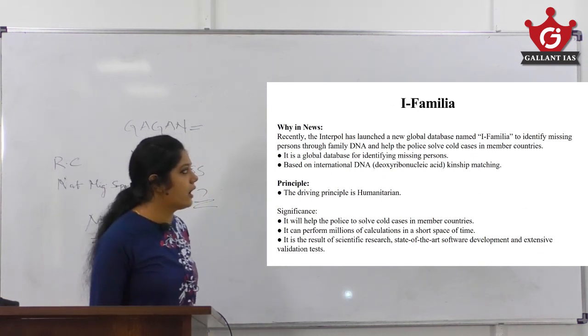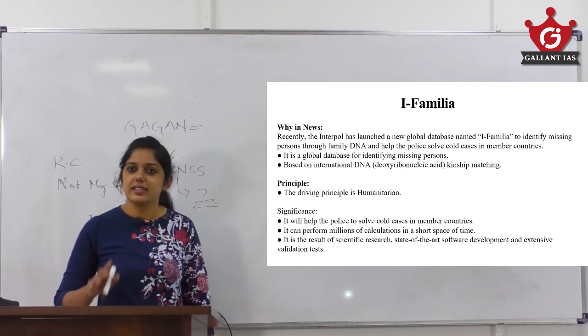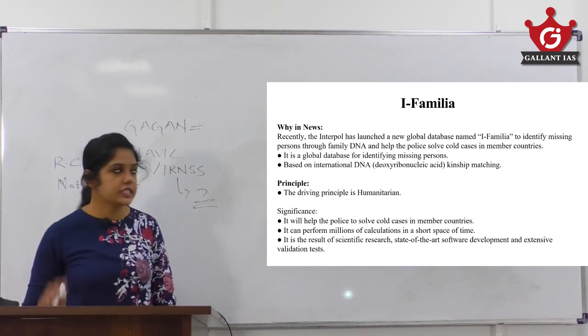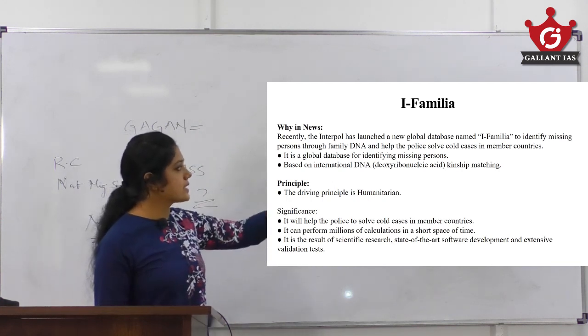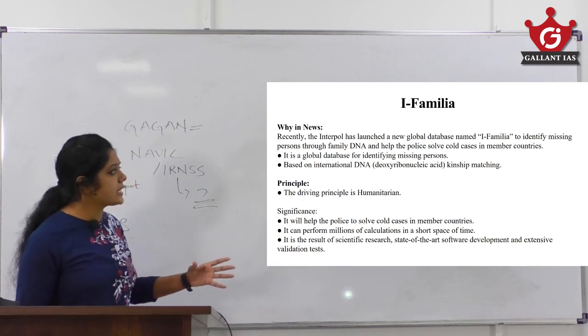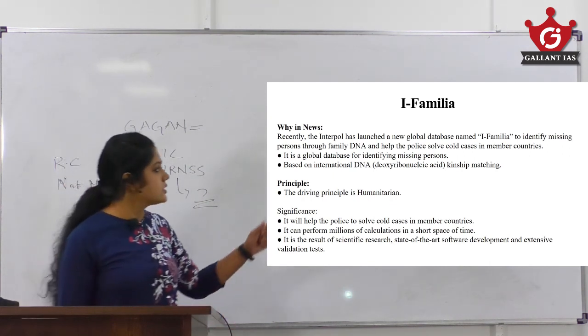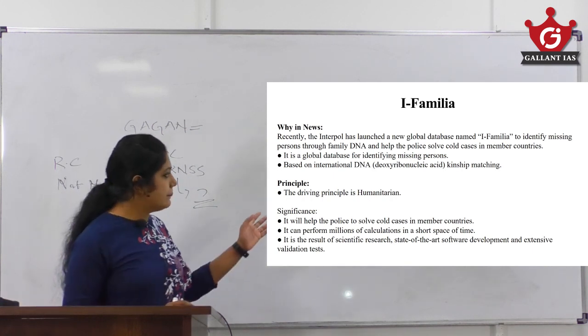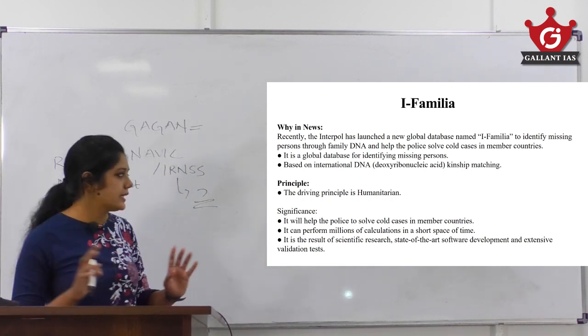Okay, iFamilia. See, here you have to study it. It is launched by Interpol. So recently, Interpol has launched a new global database called iFamilia. See, it is a global database for identifying missing persons. Here, it is based on international DNA matching, and implementation is based on the principle of humanitarianism.